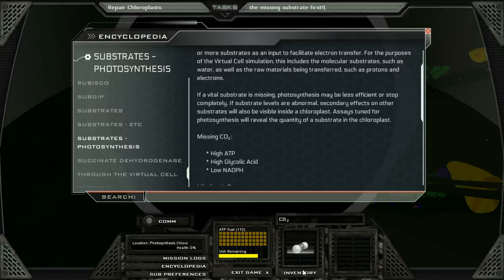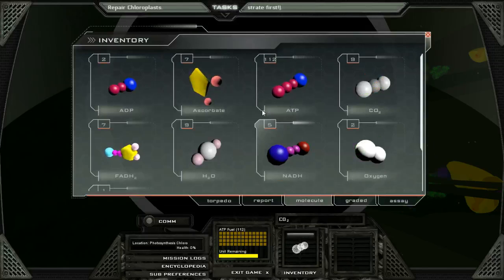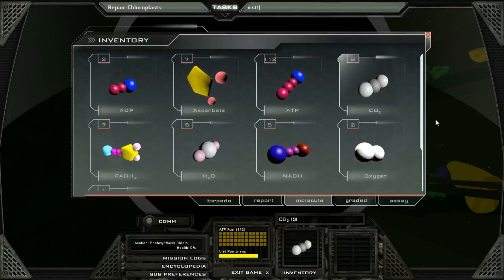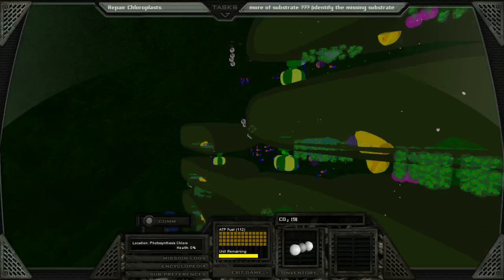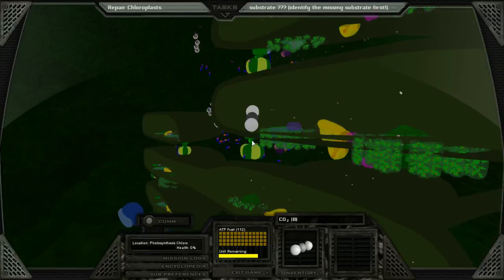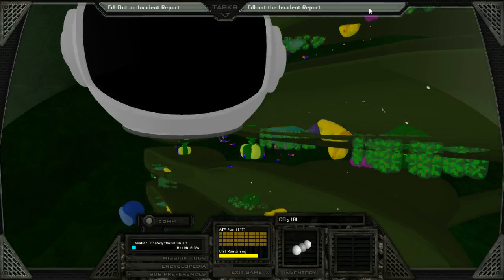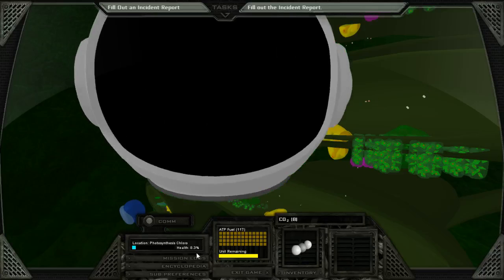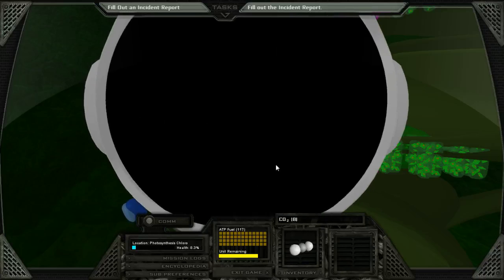We'll go to the inventory. We'll bring out our molecules of CO2. And we'll see if this makes any difference to the chloroplast. I'll drop this guy in. Here comes our robot. You can see we've completed the task. We've made the chloroplast a little healthier. And now it is time to move on to the incident report.